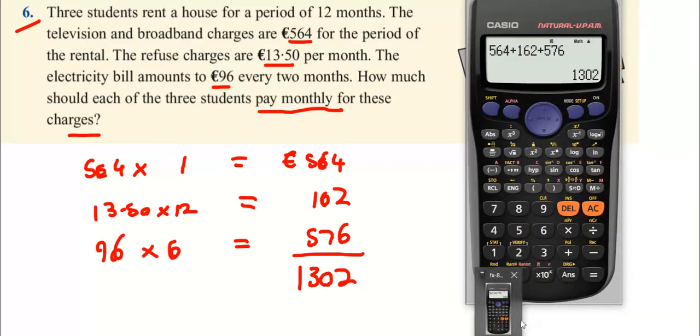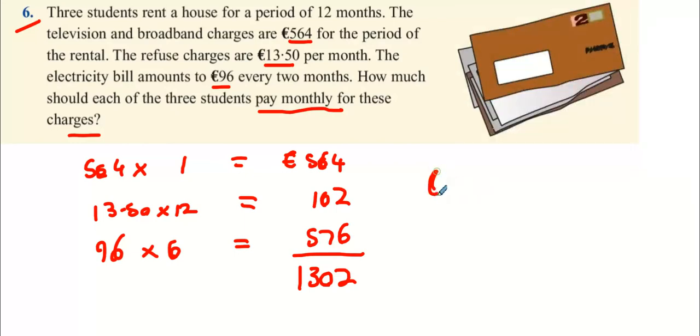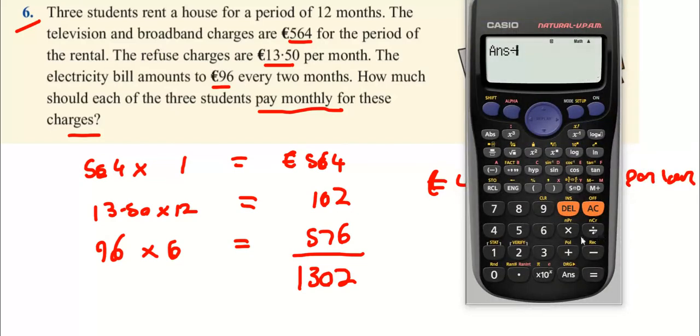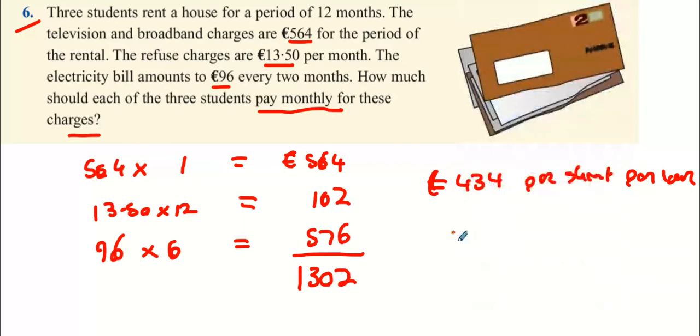Okay, so €1,302. Now, that's for 12 months, so what we're going to do is, first of all, divide it by 3. So it's €434 per student per year. Now remember, we've got to divide that by 12 then. And it's €36.17. So €36.17. Okay.